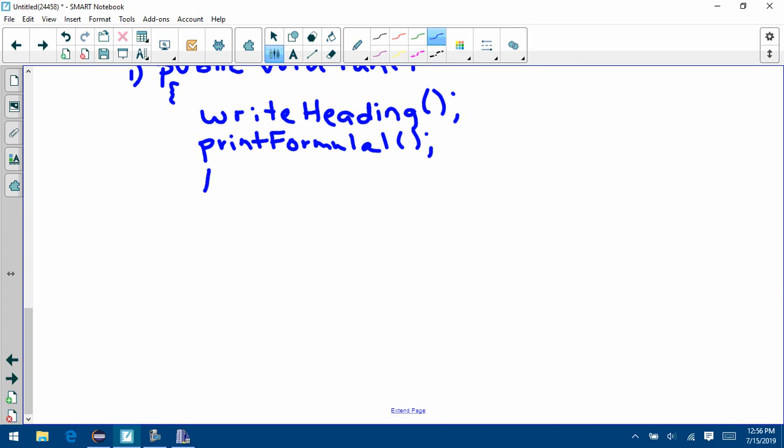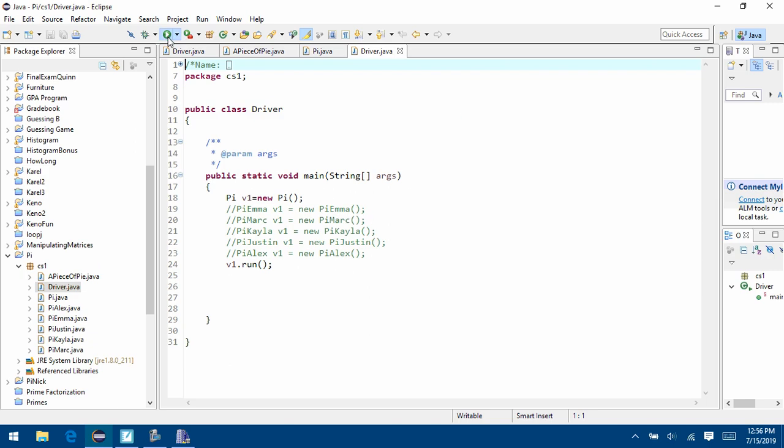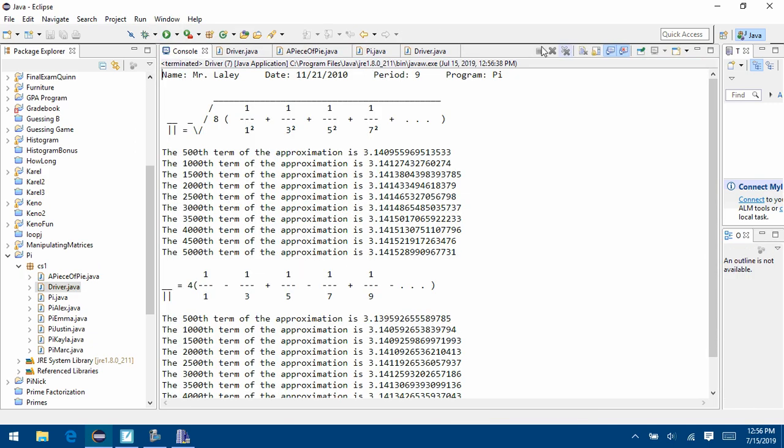Next up is process formula 1. This is where you're actually going to print out the approximations. And actually, maybe it would help for me to show you what this looks like before we go on. So here's my program working in Eclipse. When I press play, there's no input. I just get that. So there's my heading up at the top.